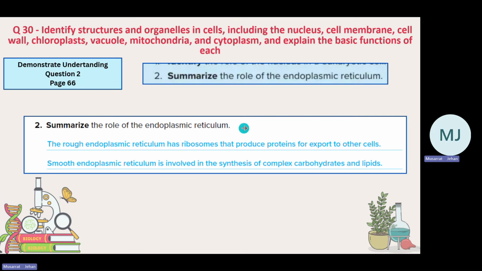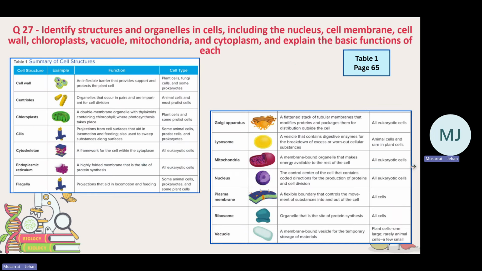What is the role of endoplasmic reticulum? Question number 30. The rough endoplasmic reticulum has ribosomes that produce proteins for export. So rough ER, because it has ribosomes, produces proteins and they go out of the cell. Smooth endoplasmic reticulum is involved in the synthesis of complex carbohydrates and lipids. So this is the function of the endoplasmic reticulum.